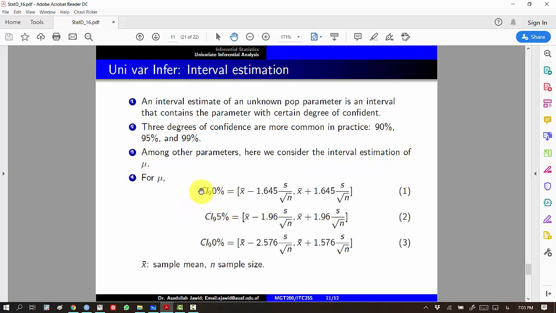For the population mean, the 90% confidence interval is x bar minus 1.645 s over square root of n, the lower bound, and x bar plus 1.645 s over square root of n, the upper bound. The same is for the 95% confidence interval and the 99% confidence interval. X bar is the sample mean and n is the sample size.